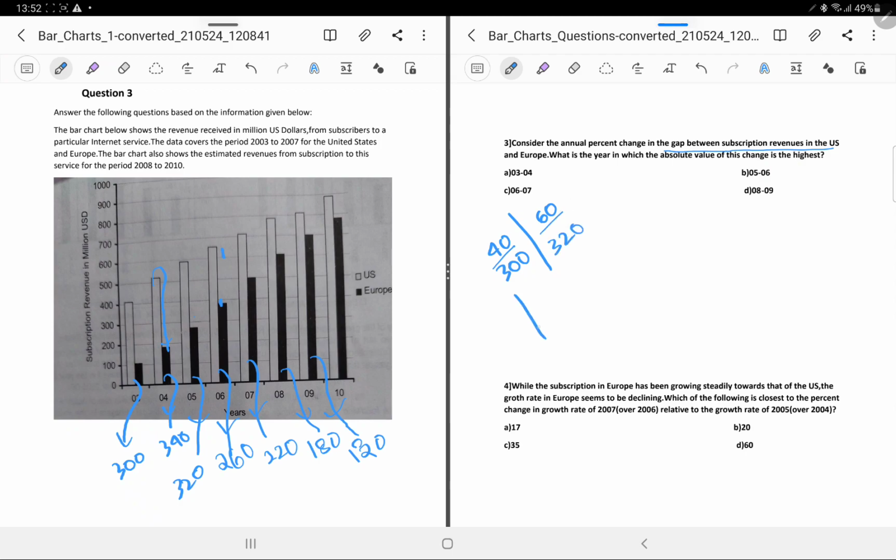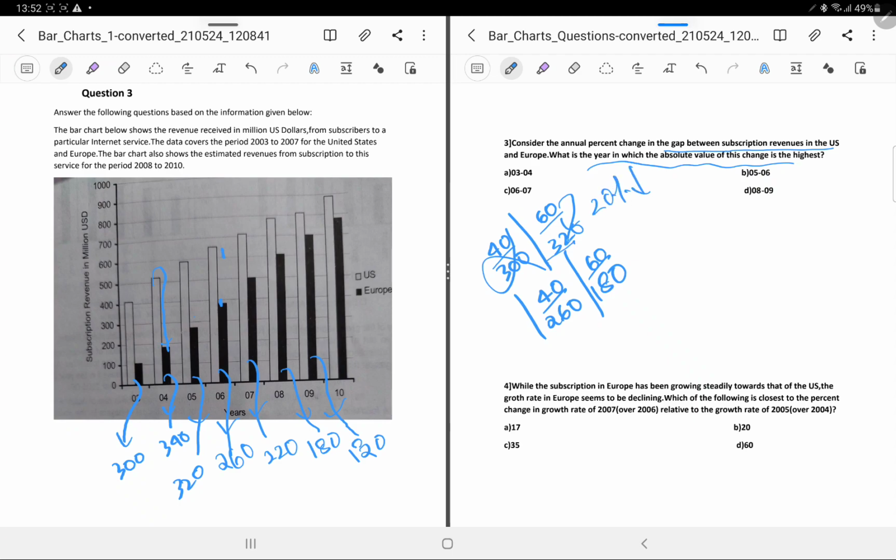Okay, for 07-08 this would be 40 by 260. Okay, then for 08-09 it would be 60 by 180. Now I'm clearly able to see that this is very less. Highest, this is very less. This is close to 10% something, 10% plus something. This is somewhere say even less than 20%.